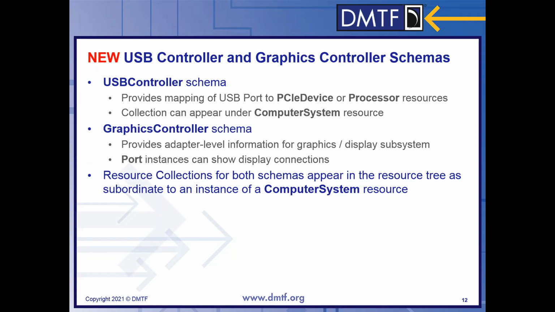And that's the number one, the USB controller. So this is really to show the connectivity of a controller with the processor, since there are some architectures that have some affinities with, or some access restrictions on, where the controller and the devices land. So you'll see a new collection of USB controllers underneath the computer system resource, and that allows you to then have a collection of port resources, which will just be of type USB, and then you can map those USB ports to either a processor resource to show that connectivity, and also to show a PCI device in terms of the actual controller itself.